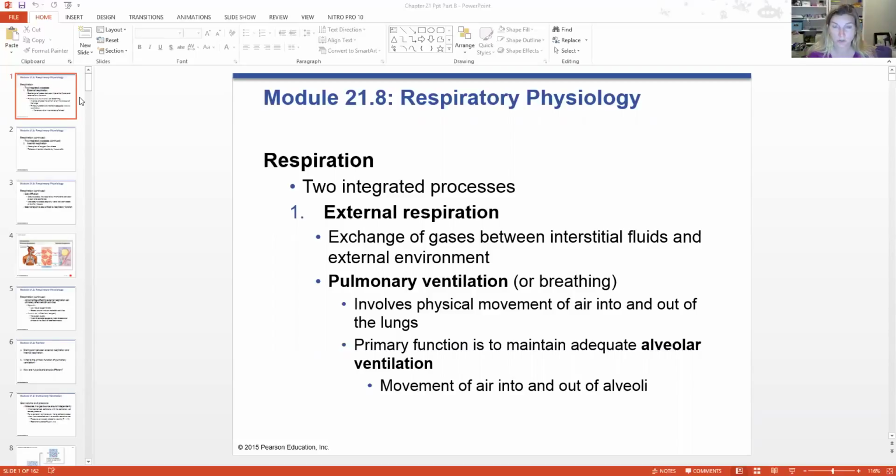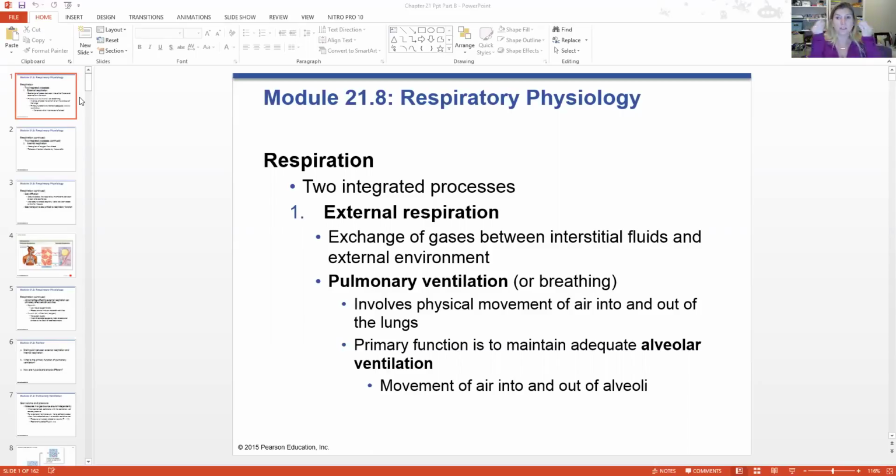Respiration is actually two processes. There's an internal respiration and an external respiration. The external respiration is the exchange of gases between the inside of our body and the external environment. So this is what's happening in the lungs, this external respiration. It involves pulmonary ventilation. Pulmonary ventilation is the technical term for breathing.